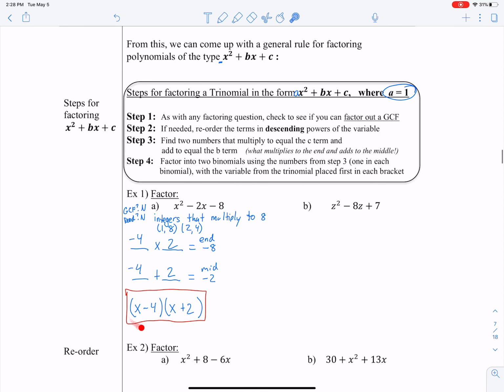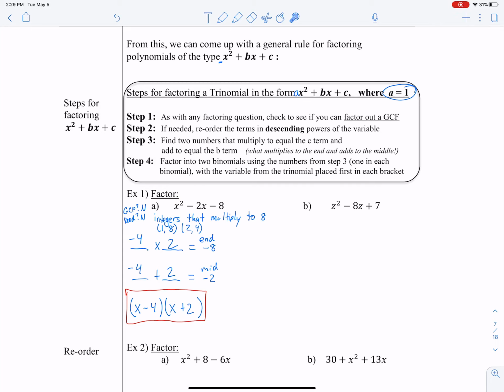And if we wanted to check to make sure that this was the right answer, we could multiply this back out. We would go x times x to get x squared. We'd then get 2x. We'd have minus 4 times x, minus 4x. And then minus 4 times 2 would be minus 8. And then we would add up those middle terms, and we could go backwards to get back to this.